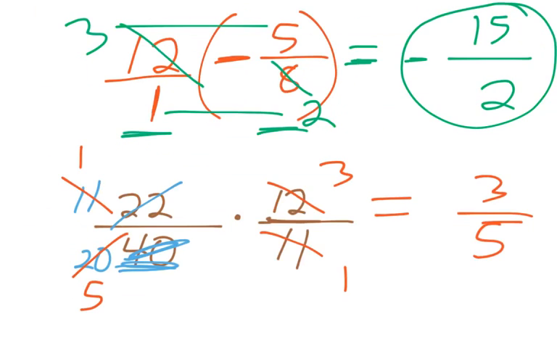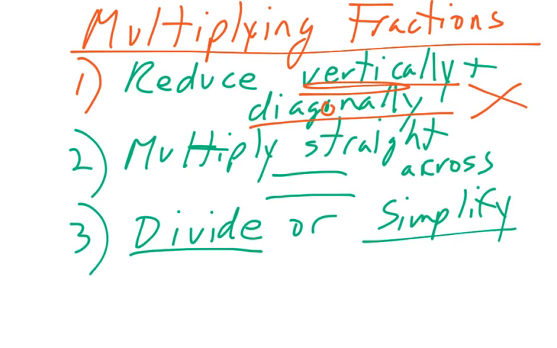So multiplying fractions, you guys got this. Reduce within each fraction, vertically and diagonally. Multiply straight across, and then finally divide or simplify.